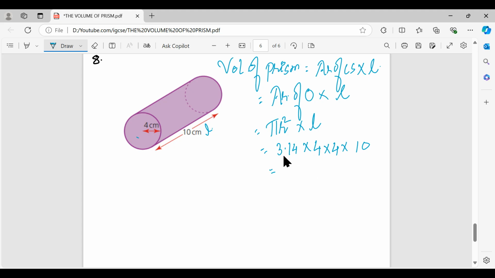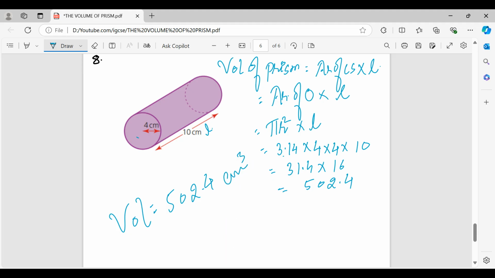So you can write this as 3.14 times 10, which will give you 31.4, times 16, and when you multiply, you get 502.4. So your volume is 502.4 centimeters cubed. All I can say is that to work on the volume of a prism, you have to be good at calculating the area of the cross section. That can be a circle, that can be any kind of polygon. So you have to be aware of the areas of these different shapes, and then you can work on it.